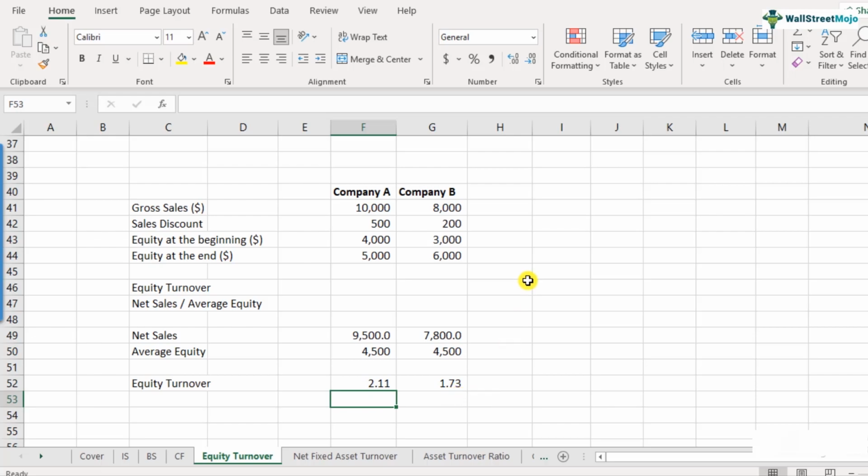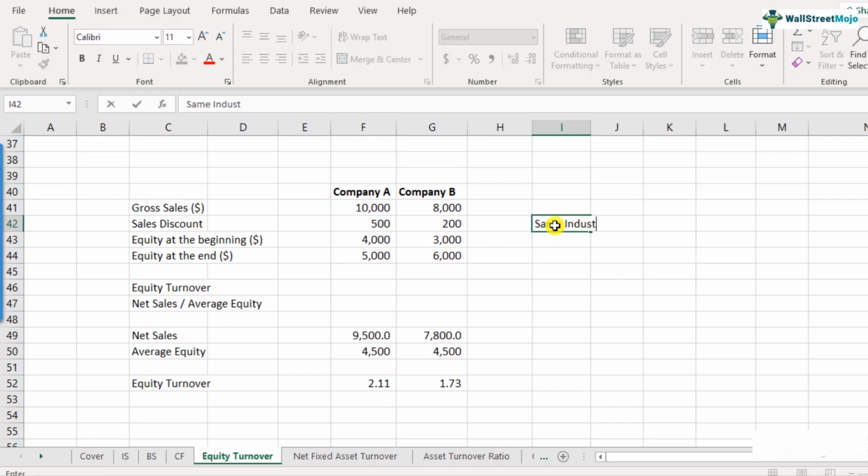This seems to be fine, right? But when it comes to the interpretation of equity turnover ratios, you need to remember two things. First is that they should be from the same industry. Okay, so you cannot compare, let's say, a utility company with a services company. So obviously, when we talk about companies which involve high capital expenditures, they have a very low equity turnover ratio. But when we look at services-oriented companies, they would have a high equity turnover ratio. So you cannot compare a services company with a utilities company. That's point number one that you need to remember.